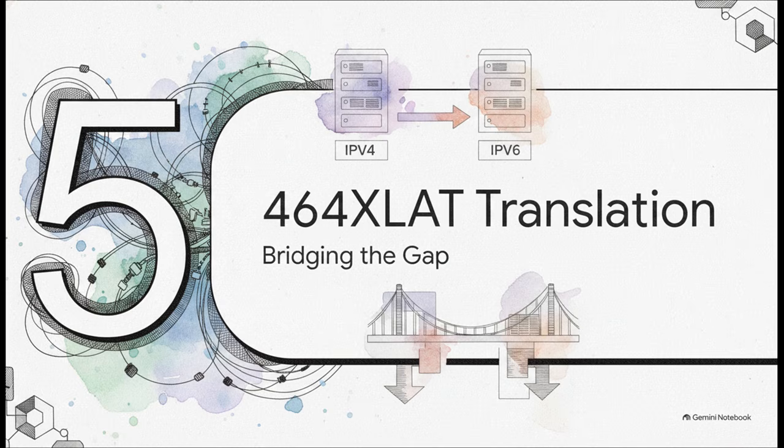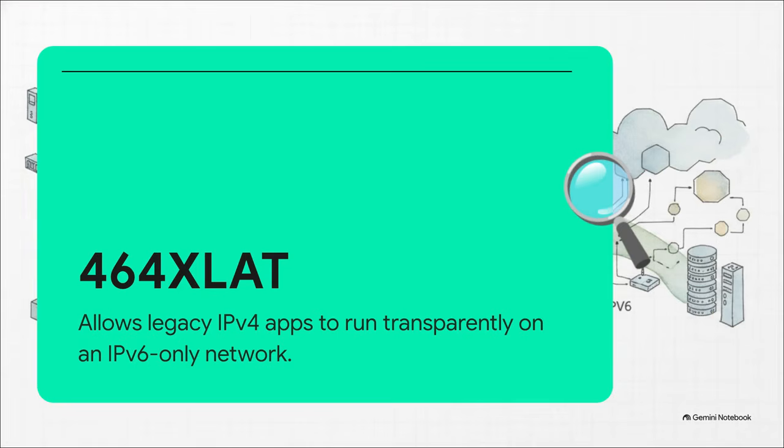This was the heavy hitter in the course, and for a very good reason. The coolest thing about 464XLAT is just how incredibly elegant it is. It's a mechanism that lets your legacy IPv4 apps run completely transparently over a pure IPv6 network. It does this using a client-side translator, called a CLAT, sitting right on the device, and a provider-side NAT64 gateway, called a PLAT, sitting at the edge.